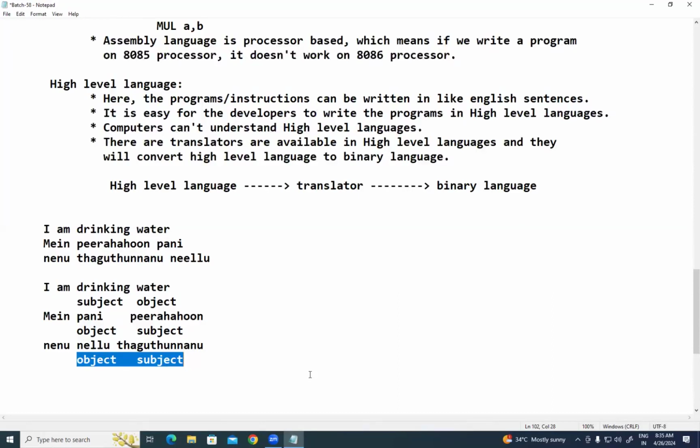Subject and object. That's why it is not possible to develop the translators for the languages like English, Telugu, Hindi, Tamil, etc. Because there is no constant structure, right? Sometimes object comes first, sometimes subject comes first. So it's not possible for developing or creating translators for the languages like Hindi, Telugu, Tamil and all. So we can't write the programs in that languages.